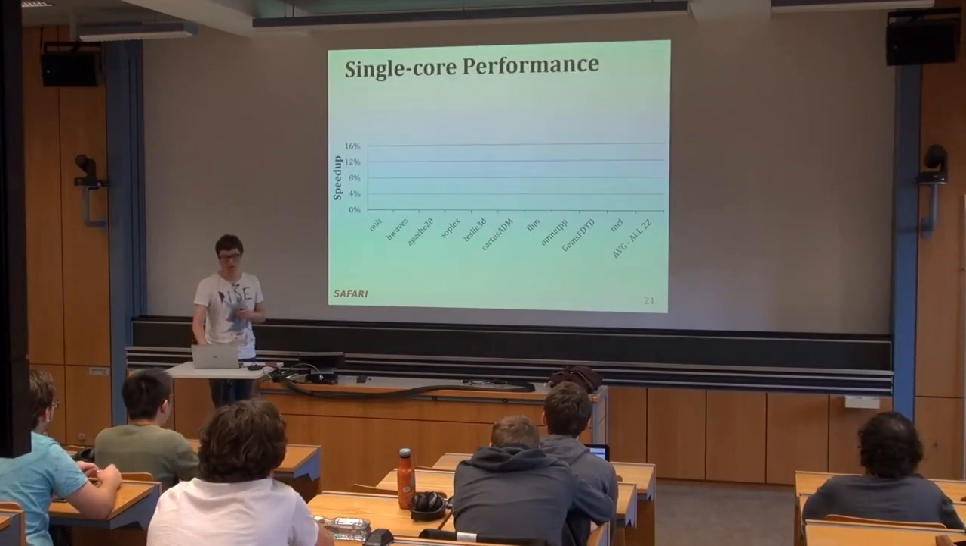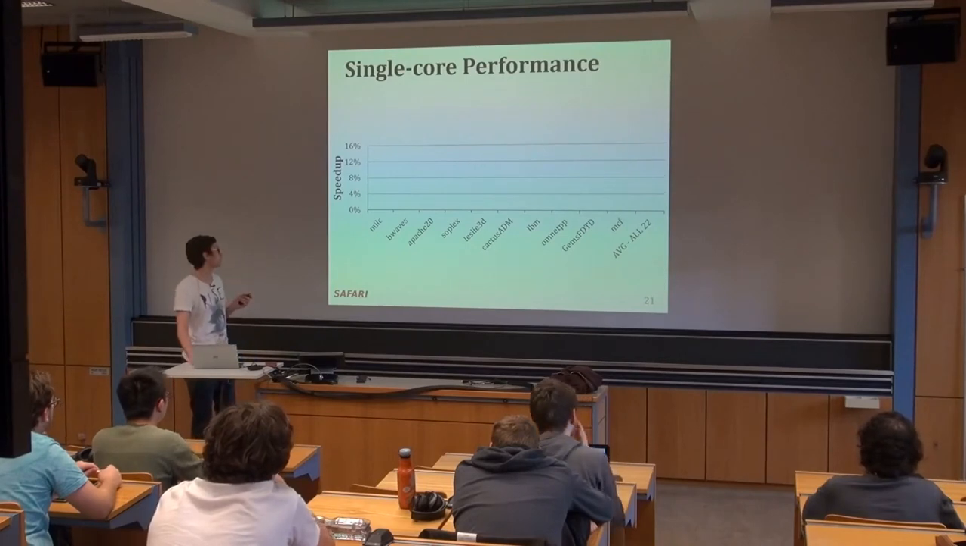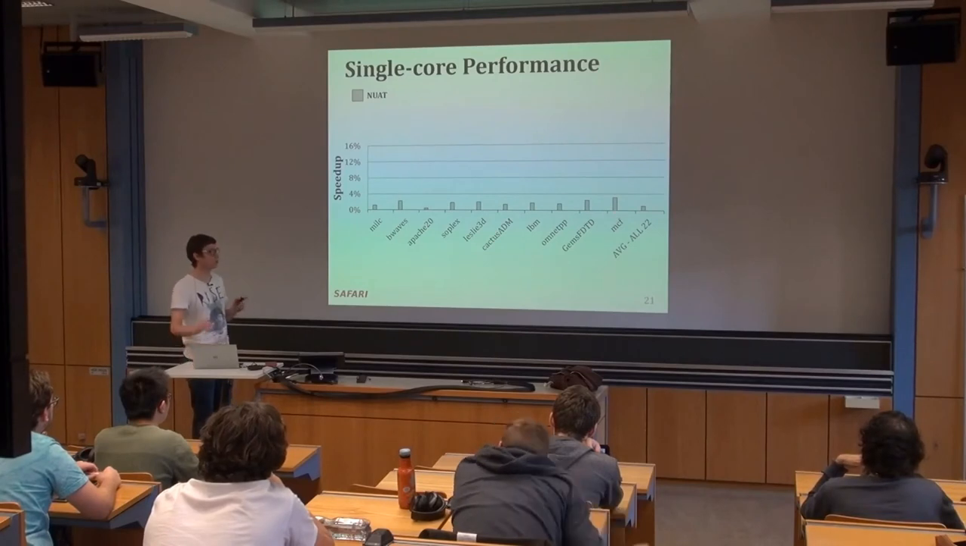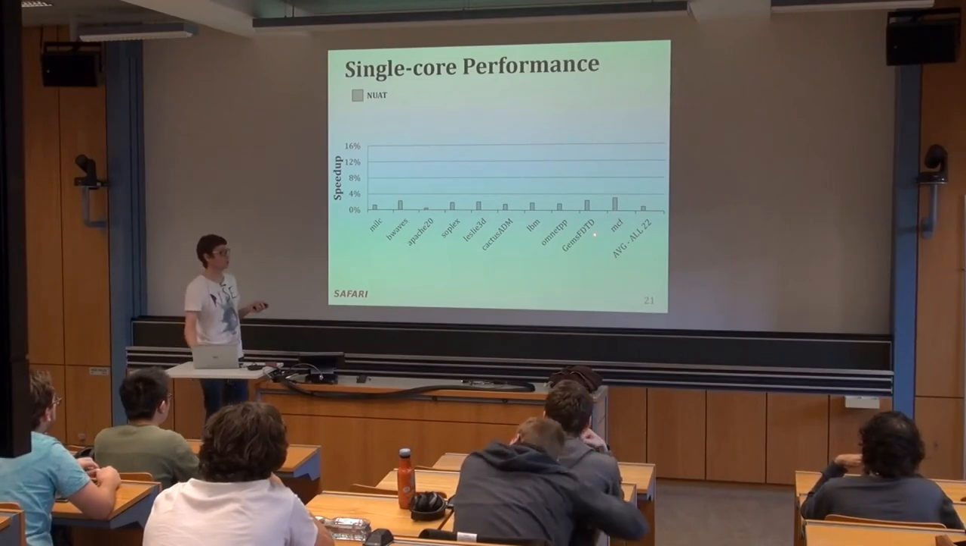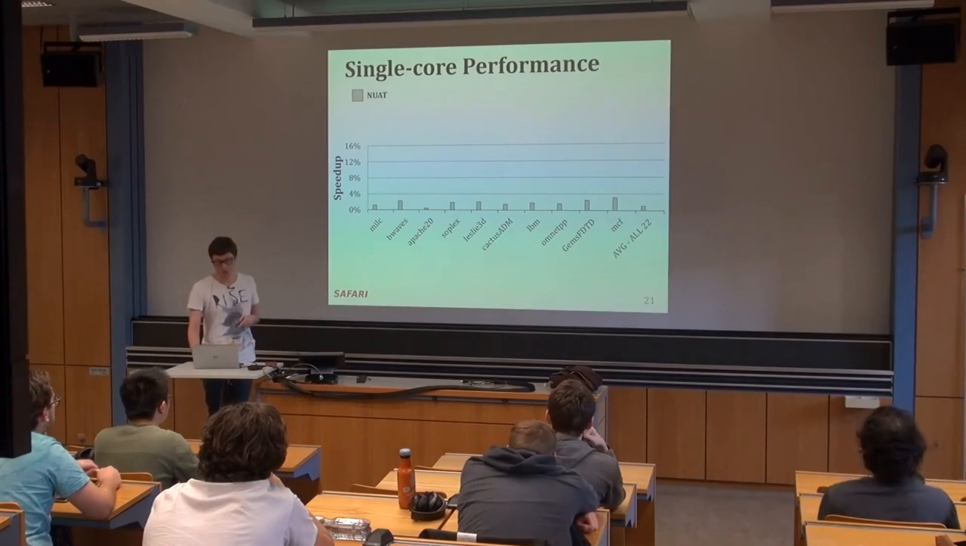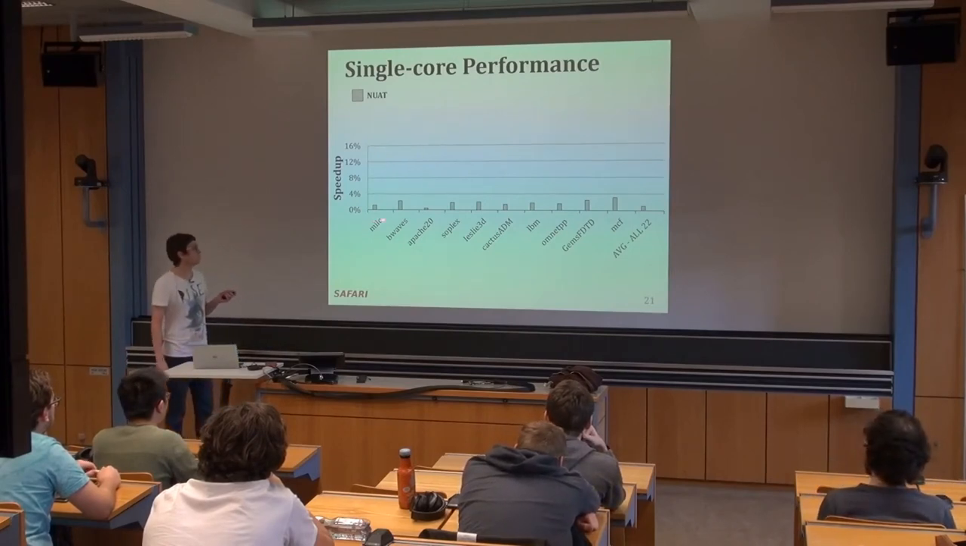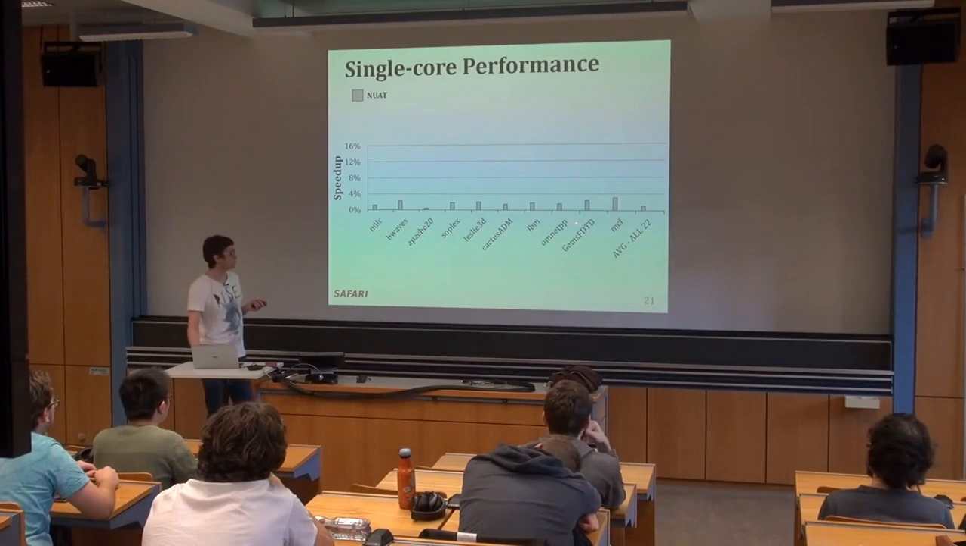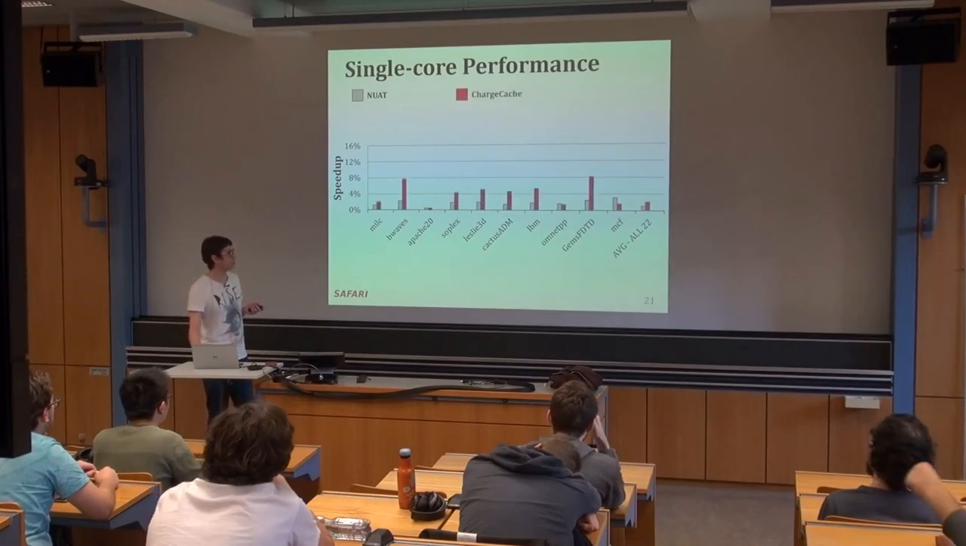Okay, so here are single-core performance results. Here we have speedup on the y-axis and some of the applications on the x-axis. Those are mostly more memory intensive applications, but here we show the average across all 22 workloads that we looked at. So this is the speedup that this other mechanism that only exploits refreshes achieves. It's about 2% on average.